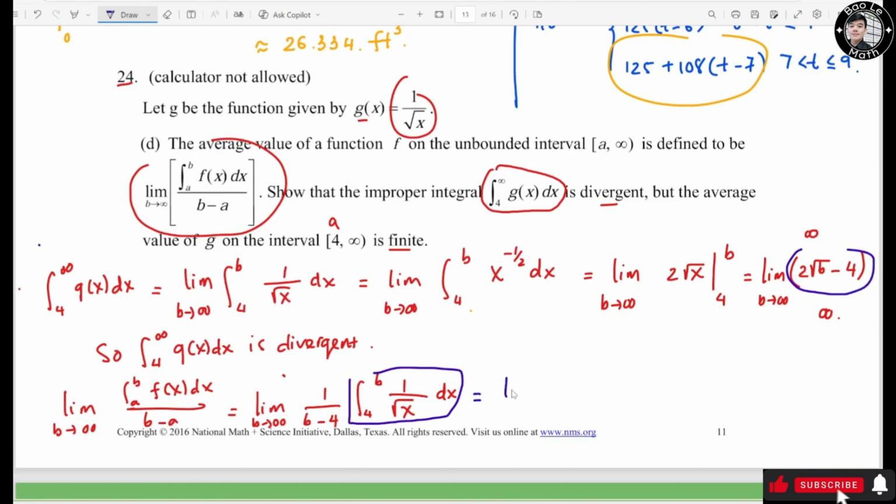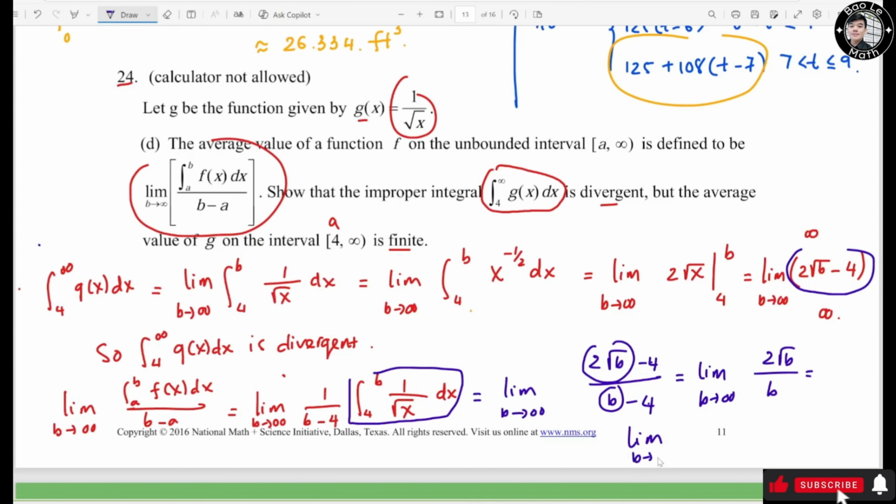So it's the limit as b approaches infinity of (2√b − 4) over (b − 4), right? So when b approaches infinity, 2√b grows faster than the constant 4, and b grows faster than the constant 4. So it's the limit as b approaches infinity of 2√b over b. Now we simplify: it's the limit as b approaches infinity of 2 over √b. When b approaches infinity, this approaches 0. So this one is finite.